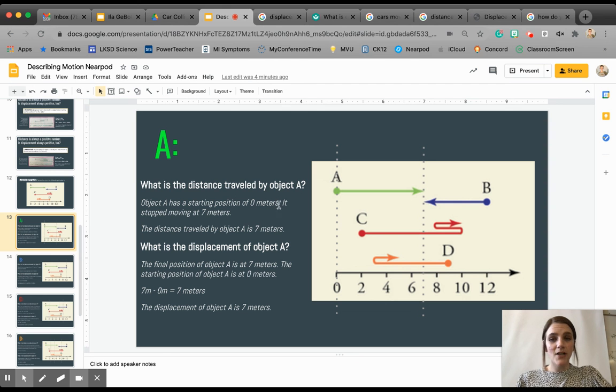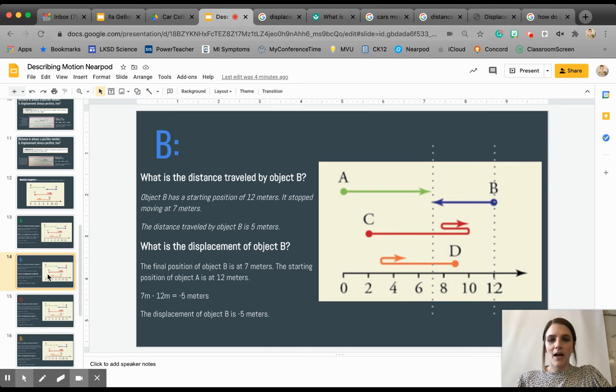Now, this is a scenario where the distance and the displacement happen to be the same, and you're going to run into that. It could be that distance and displacement are the same. There's also scenarios where they aren't going to be the same. Let's take a look at this one.